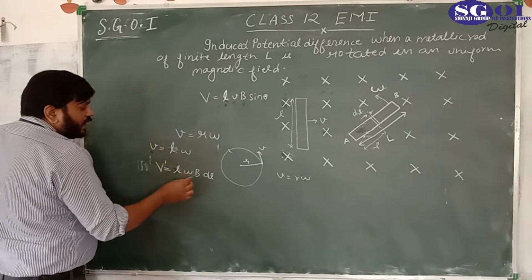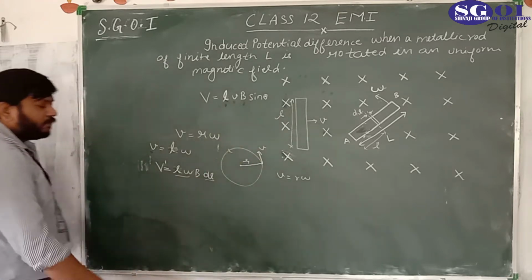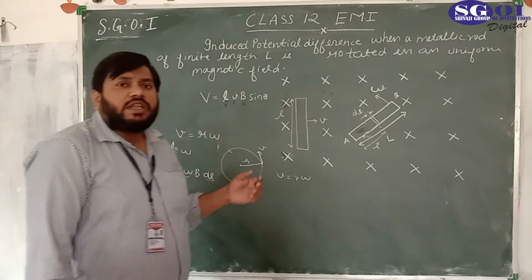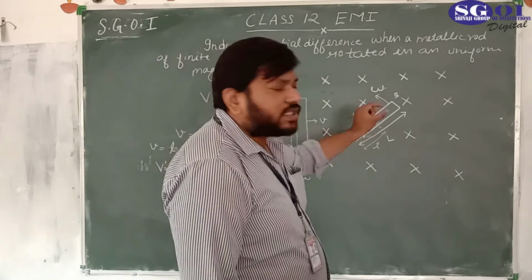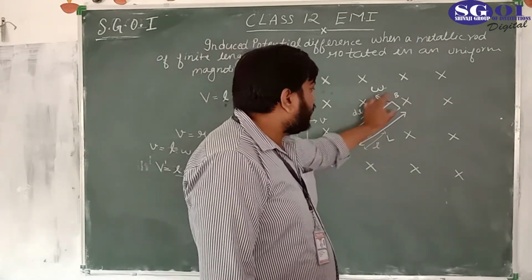In place of v we are writing l omega, so this is v, and this is l, and then this dl. So this is the EMF induced across this small length element. Then what about the whole element? For the whole element we would integrate.